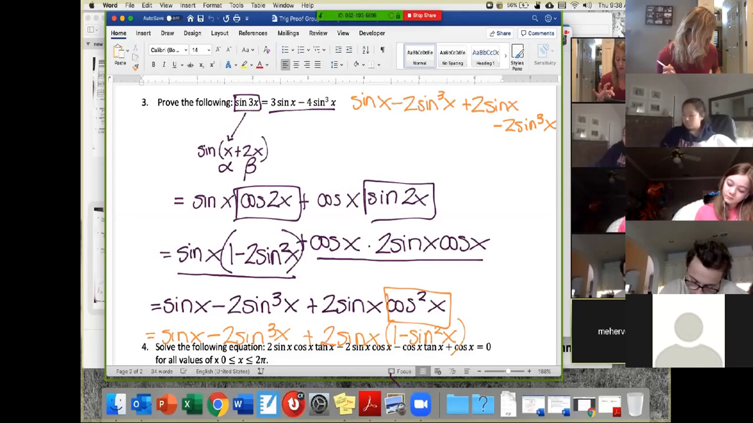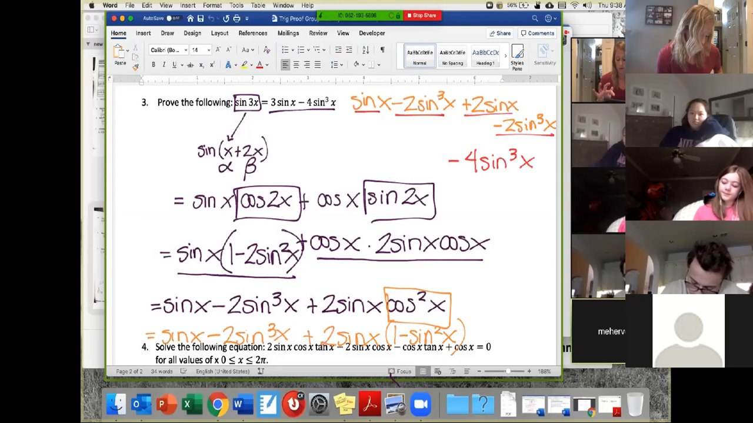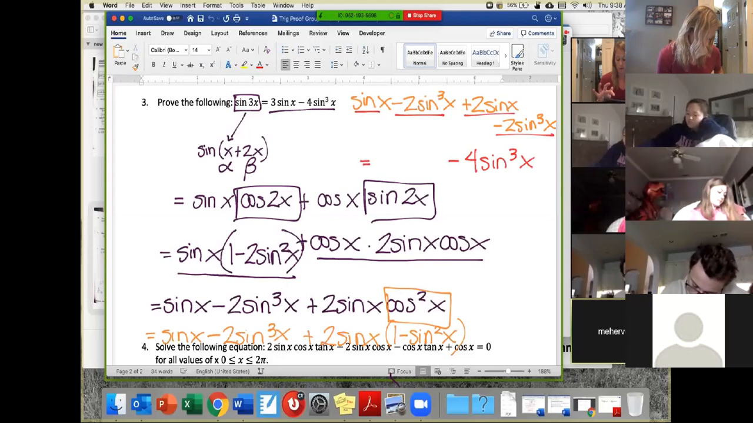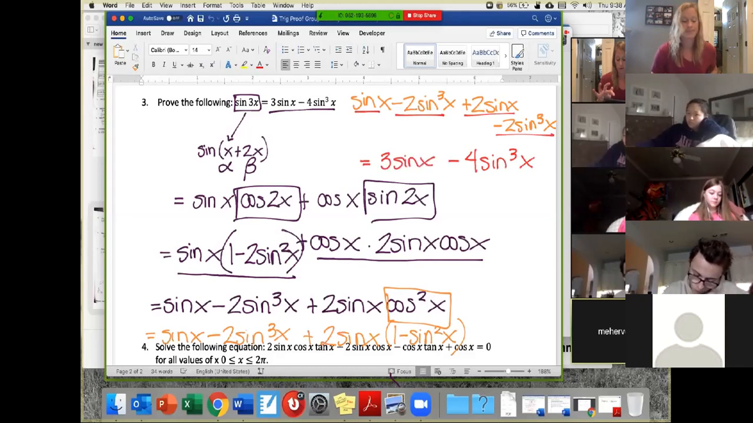Which ones can I currently put together as like terms? The 2 sine cubed x, that one and that one can go together because they're both sine cubed. In total, that's going to give me minus how many? Minus 4 sine cubed, right? Then 2 sine x plus sine x gives 3 sine x, which happens to be my answer.